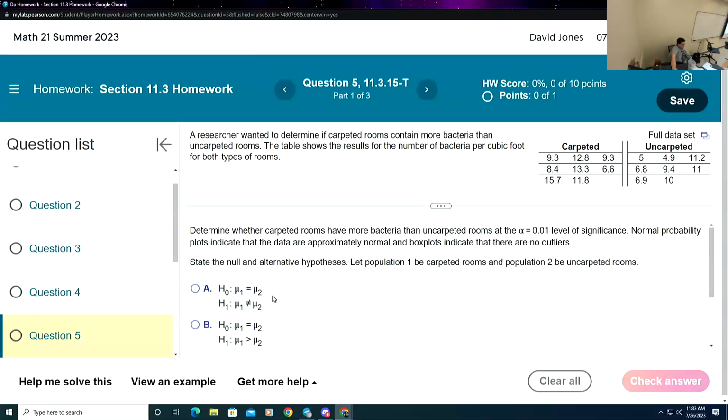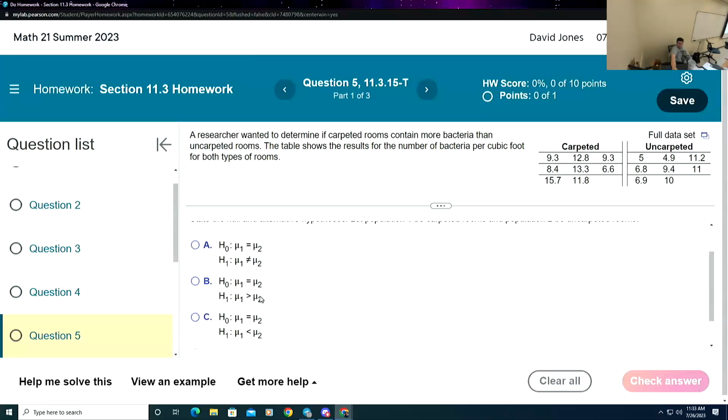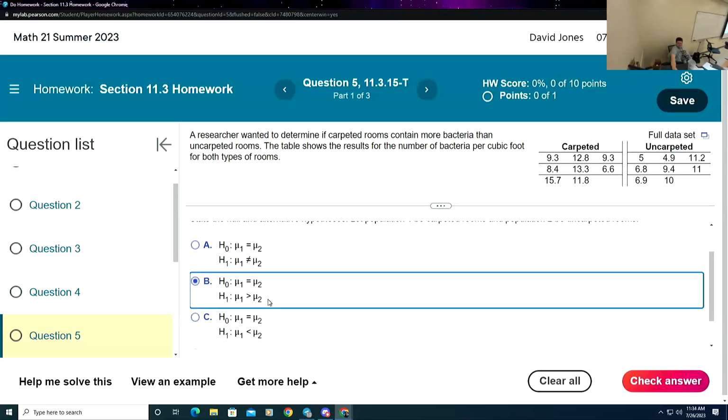So we wanted mu1 minus mu2 to be greater than 0. That was this one right here. That's how normal people say it, but that's not how StatCrunch uses it.